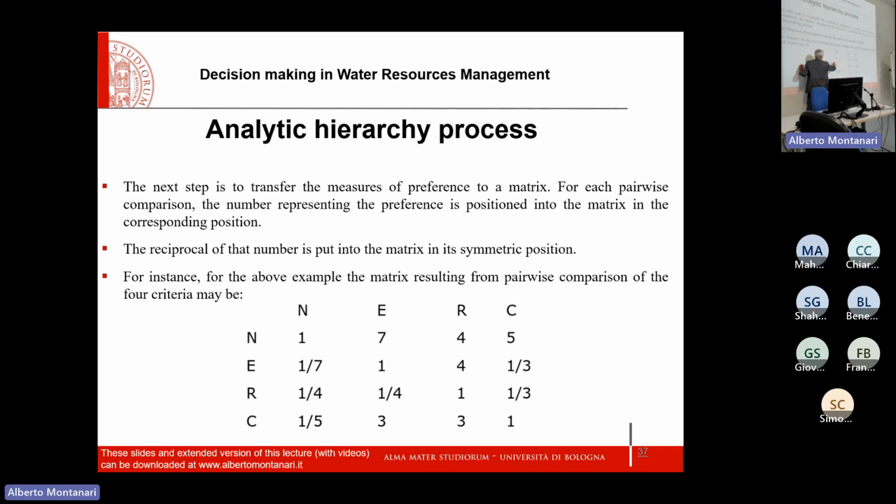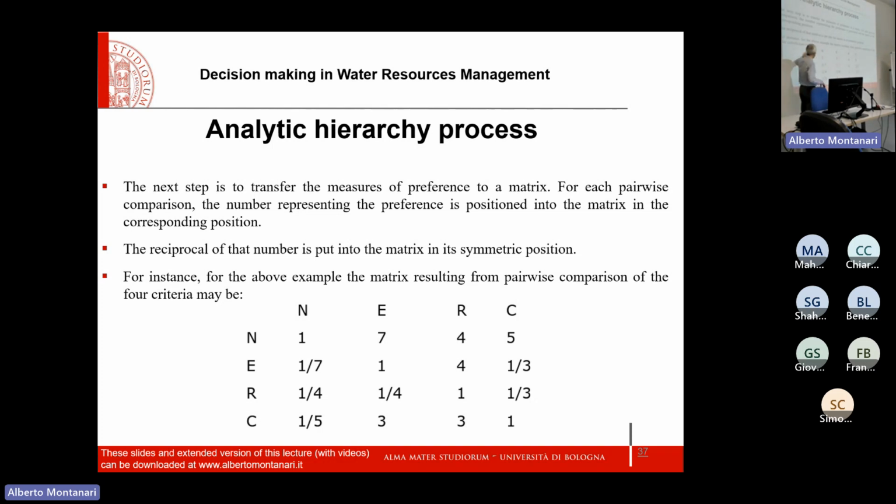So if I started as first term of comparison with environmental impact, I should have put 1/7 here and then 7 here. It doesn't matter which direction you take. The important thing is that you are coherent, okay? So my suggestion was, let's start as first term of comparison with the column. So net benefit against net benefit is 1, okay?